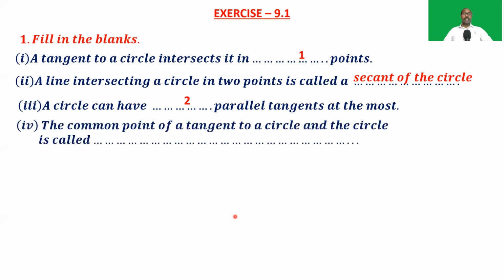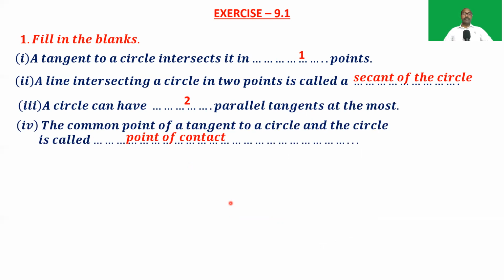So next one is the common point of a tangent to a circle and the circle is called dash. So we know that the common point of a tangent and the circle is called the point of contact. Okay.